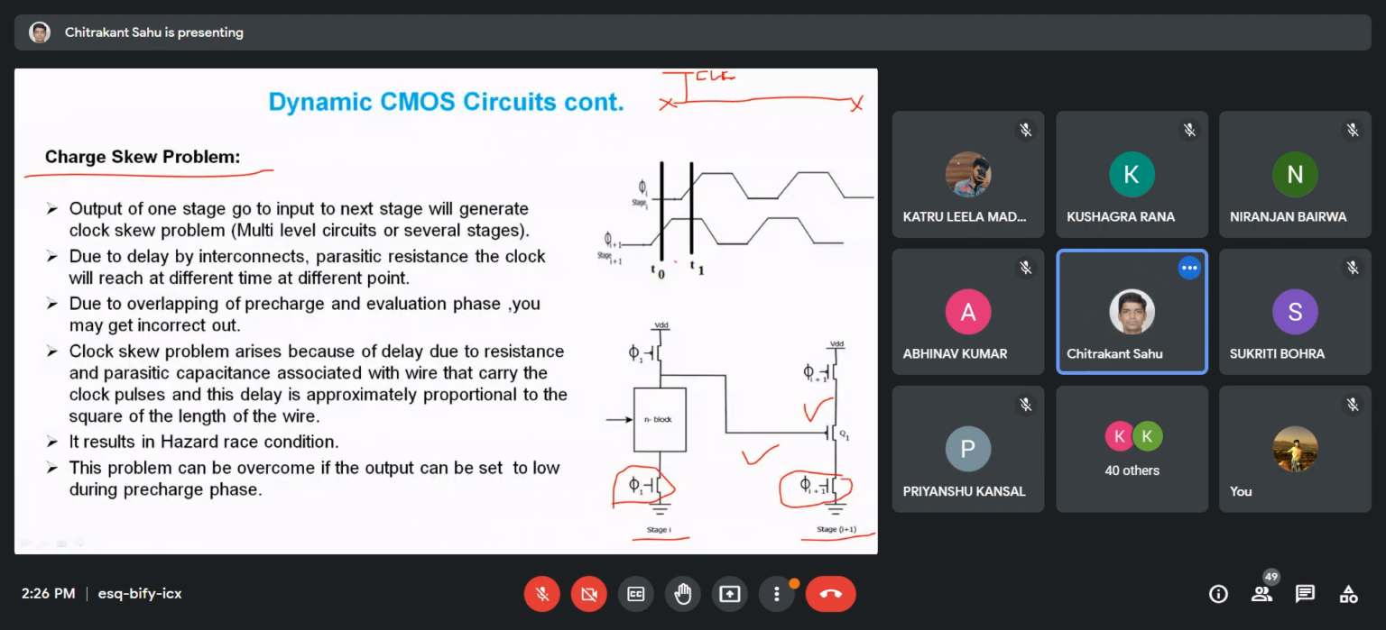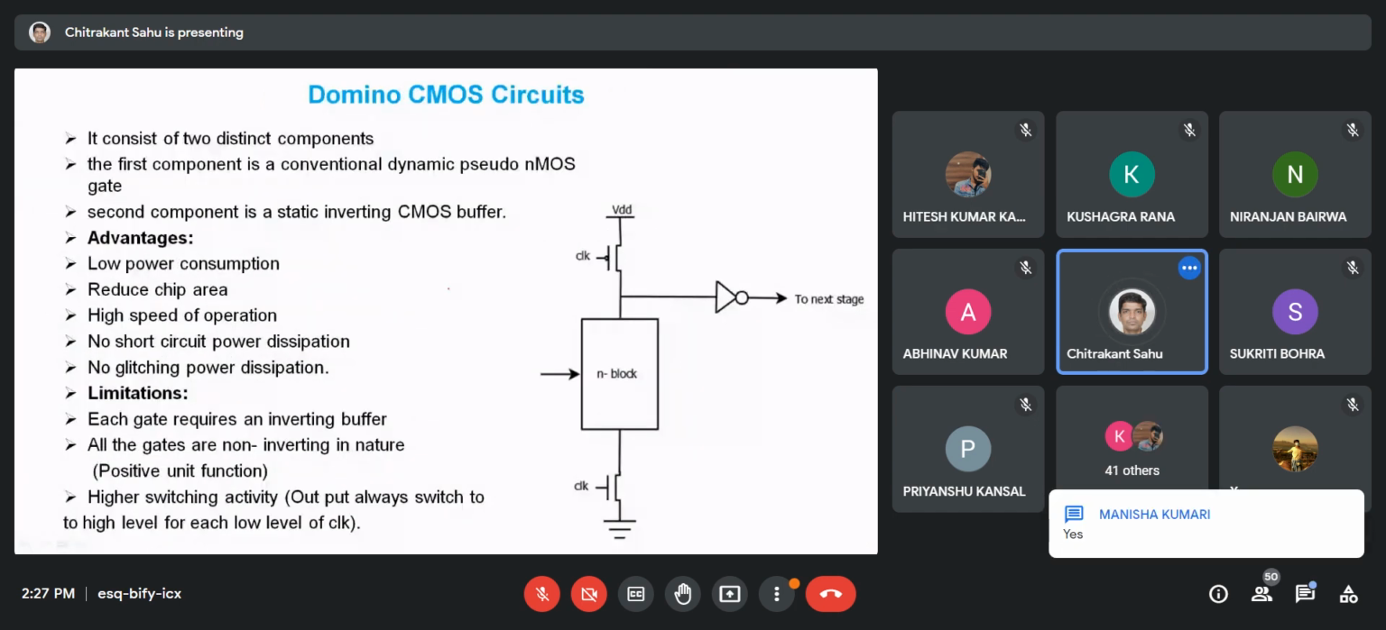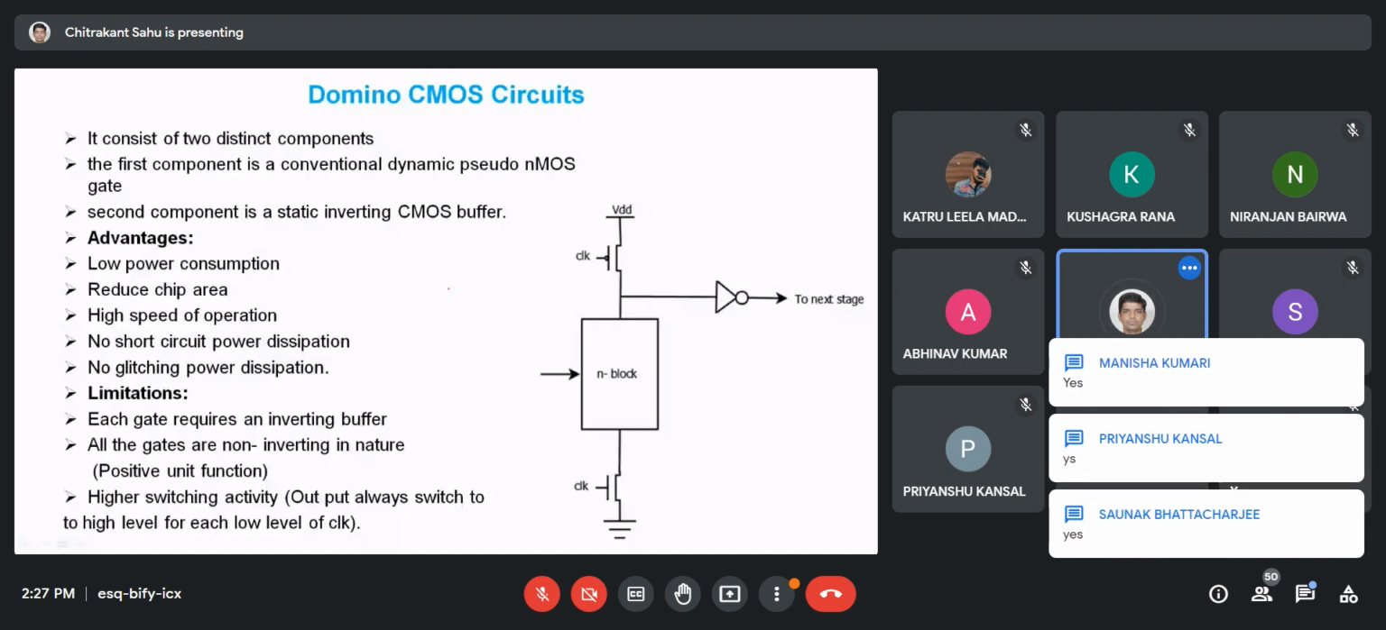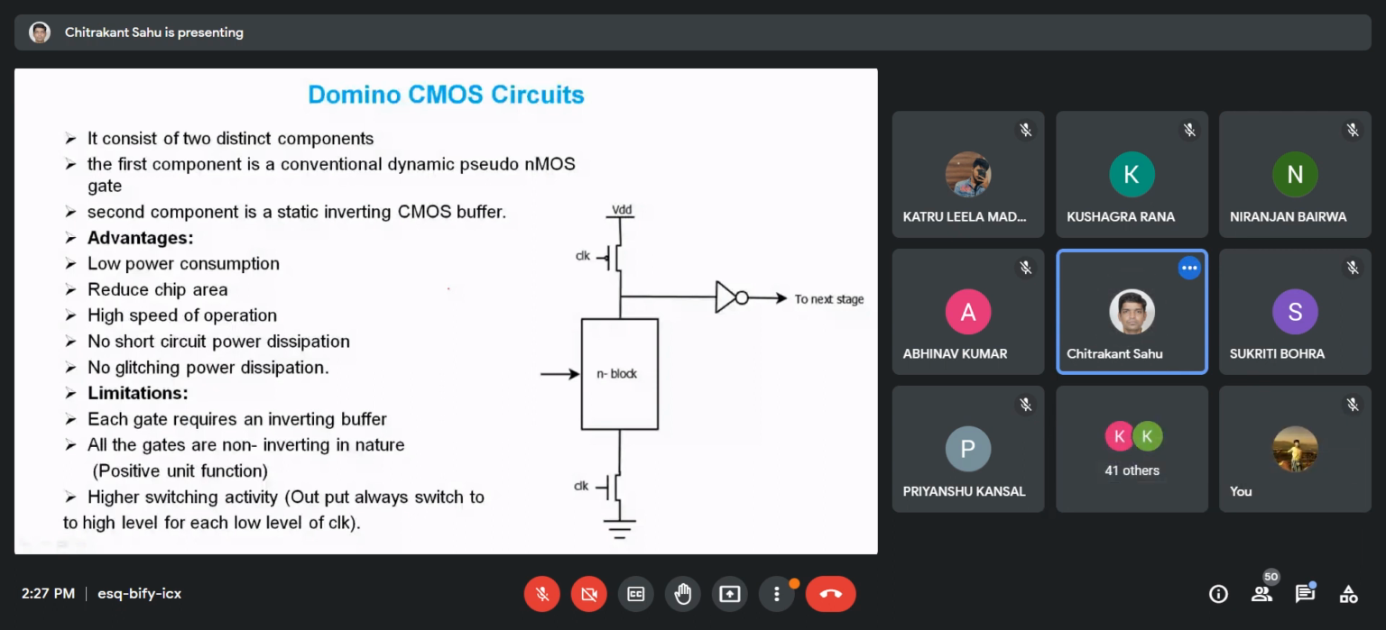So nothing but logic as well as the dominant logic. So dominant with dynamic is the combination. And the second component is the CMOS inverter.